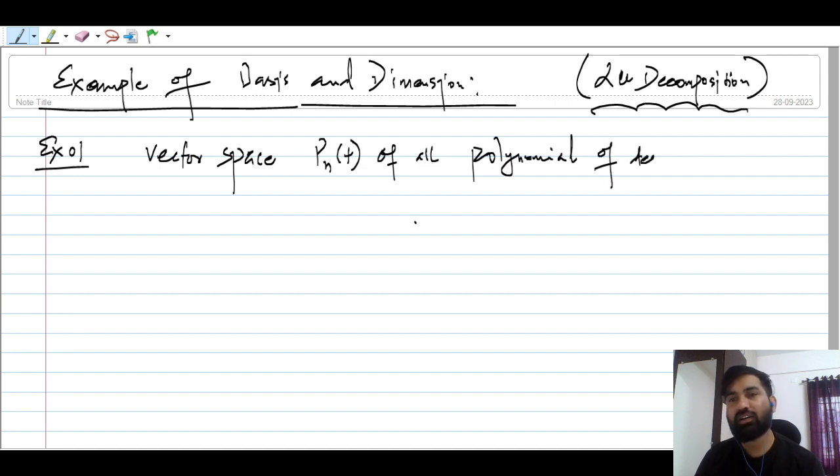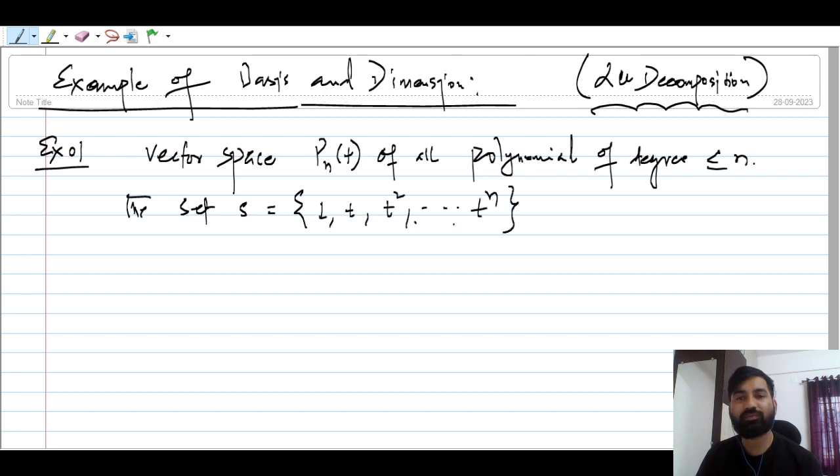of a degree less than or equal to n, right? Then the set S, you just write 1, t, t to the power 2 and so on, t to the power n, right? The power of the variable, this polynomial is in t, remember this is a single variable t, we call it a basis for P_n(t), right?